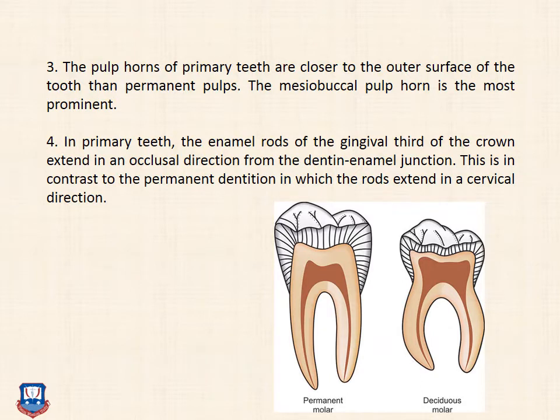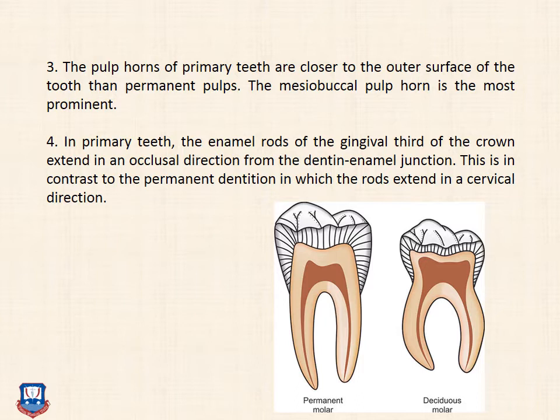The pulp horns of the primary teeth are closer to the outer surface of the tooth than the permanent pulps. So the pulp horns in the primary teeth are very close to the dentine, and the mesiobuccal pulp horn is the most prominent. So there are times when we are excavating that we expose the mesiobuccal pulp horn of the primary teeth. This is mostly due to iatrogenic exposure of the pulp horn.